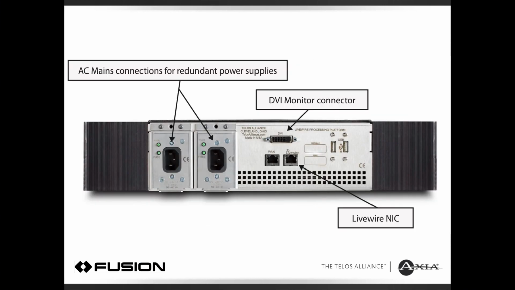Here's a look at the back of the Axia mixing engine. This is called the Studio Mix Engine. It's equipped with redundant power supplies right out of the box. It also has the LiveWire connector, so you hook this to your LiveWire network. That's where all the audio comes in, gets mixed, and goes back out of the mix engine. And there's a DVI monitor connector on the back of this. That's where you hook up your video monitor.